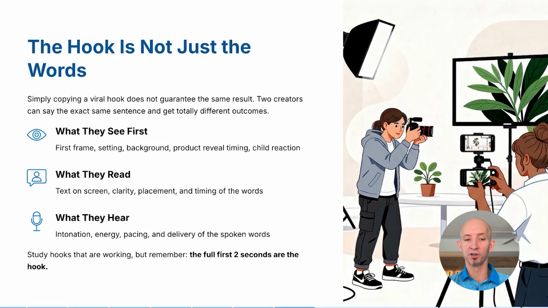All of these things, the first frame, the setting, the background, product reveal timing, child reaction, all of these are only one variable that you could change. Don't do all of them. Change one thing. Like I said, move from your couch to your kitchen, right? Maybe that's it. Everything else stays the same. Okay, what they read, change the text on screen.